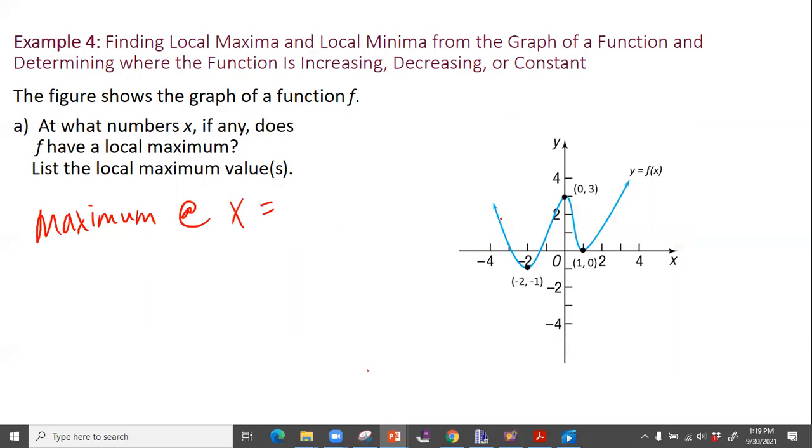The best thing to do is go through and identify your increases and your decreases. So we decrease, then we increase, then we decrease, then we increase. For a maximum, that means you increase, then you decrease. So where is my maximum located? At x equals 0. And what is the maximum value? y equals 3. Where? At x equals 0. Value, y equals 3.